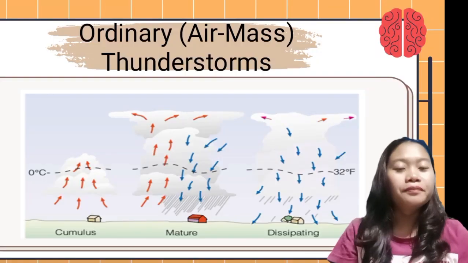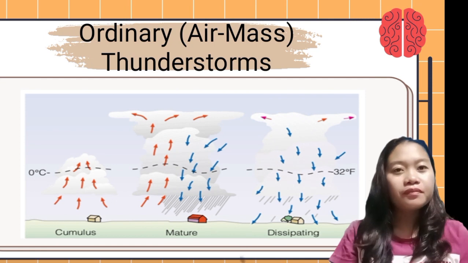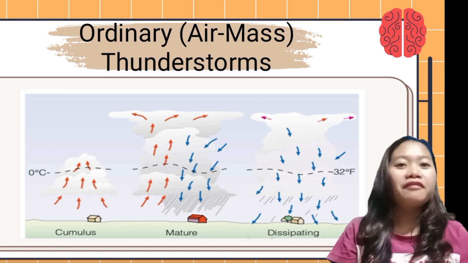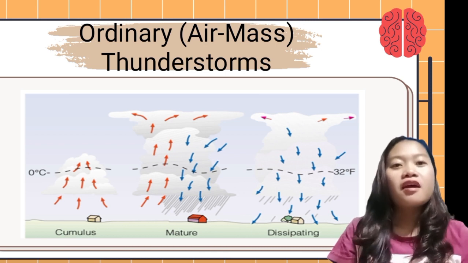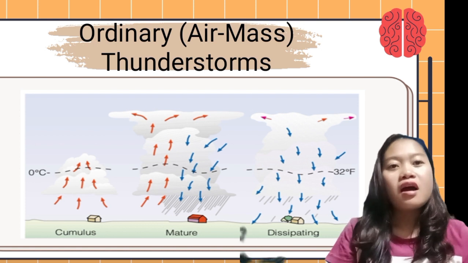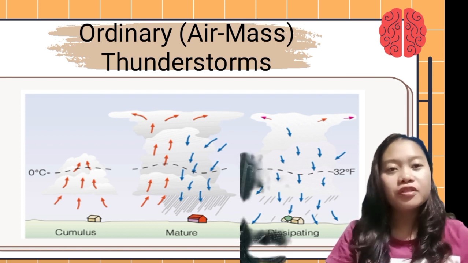The thunderstorm life cycle. Thunderstorms have three stages in their life cycle: first, the developing stage, the mature stage, and the dissipating stage.